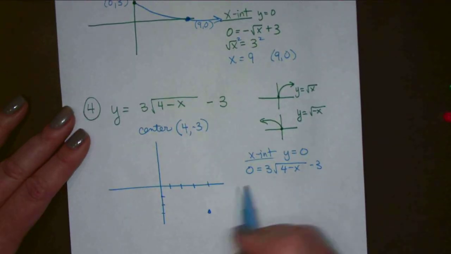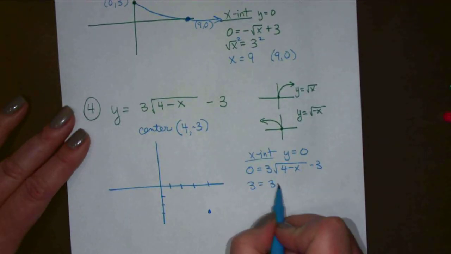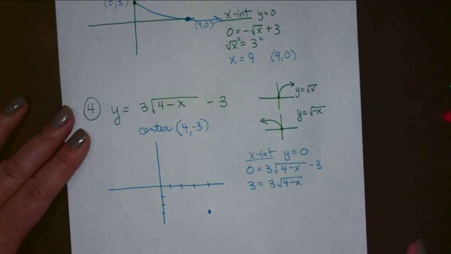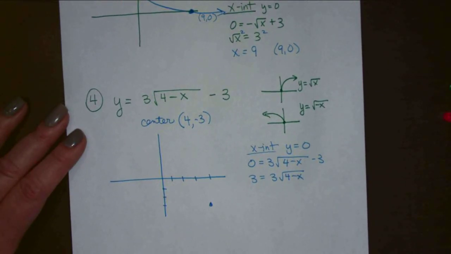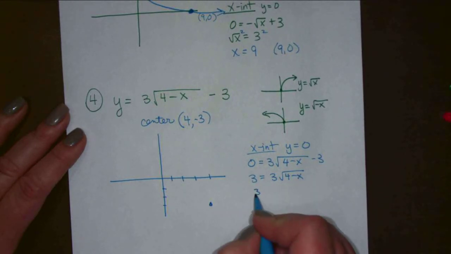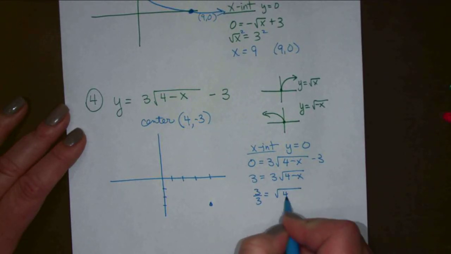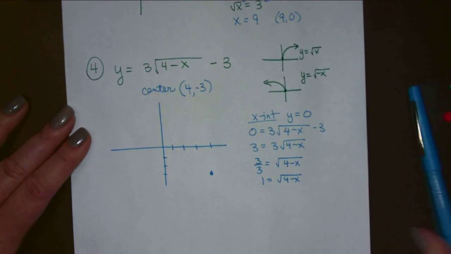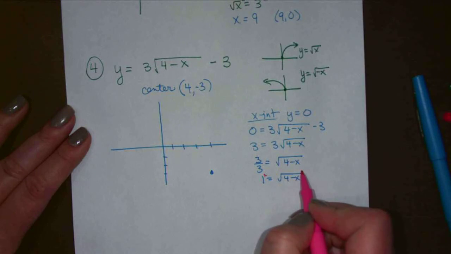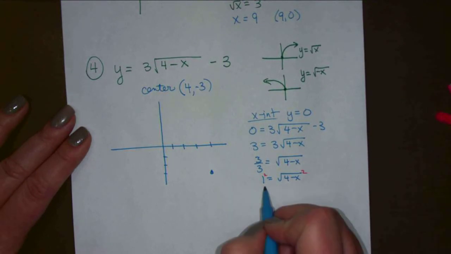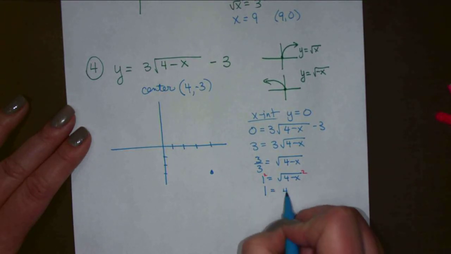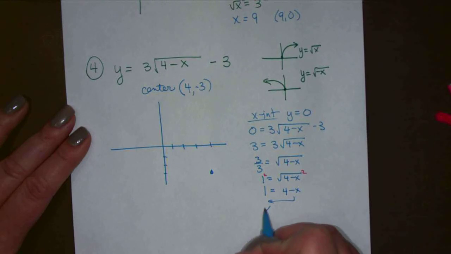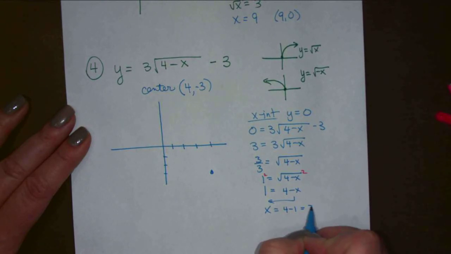Move the 3 over. You could square both sides at this point, or what could we do instead? Divide by 3 to sort of isolate that root, and that works nice in this case. So 1 equals root 4 minus x. Now square both sides. 1 squared. Let's move the x over. So I get 3.